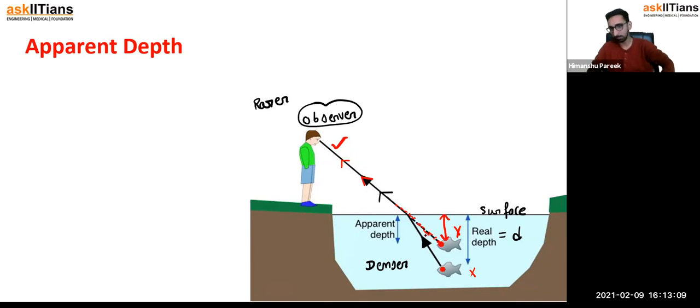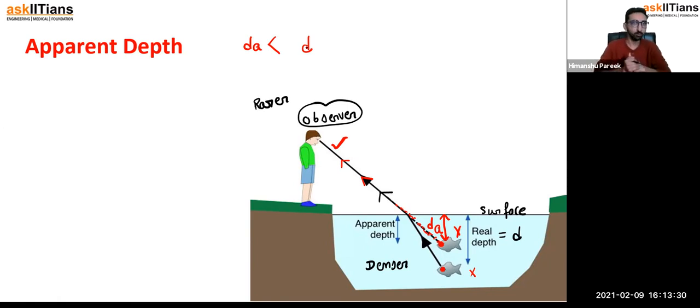from the surface, we call the apparent depth. So if I denote it by the symbol dA, you can clearly say that the apparent depth is actually less than the actual depth. So apparent depth is less than the actual depth. So that's the meaning of apparent depth.